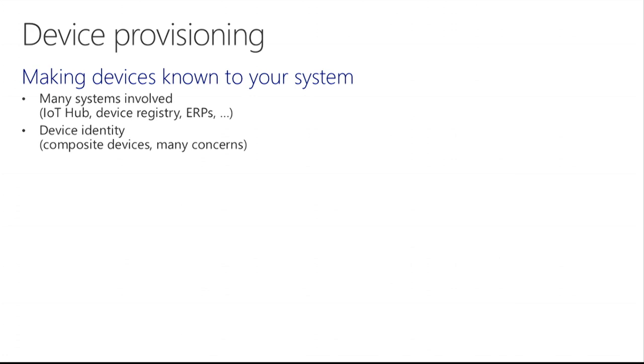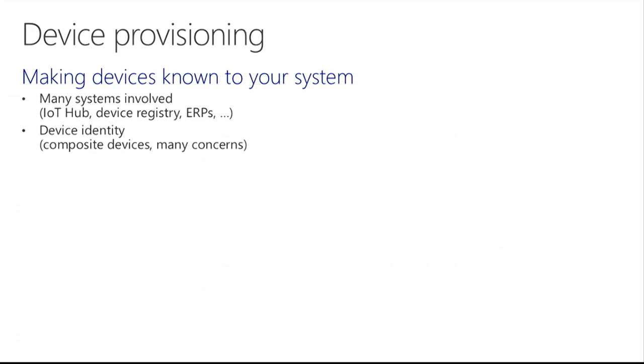Well, let's talk now about device provisioning. That is the first and very important step of creating an IoT solution using an IoT suite. Device provisioning is a term that in this talk is used to represent making devices known to your system. There are usually many subsystems that are involved. We talked about a device registry, an IoT hub, but there could also be many others. There could be ERPs and other systems that you have in your full solution.